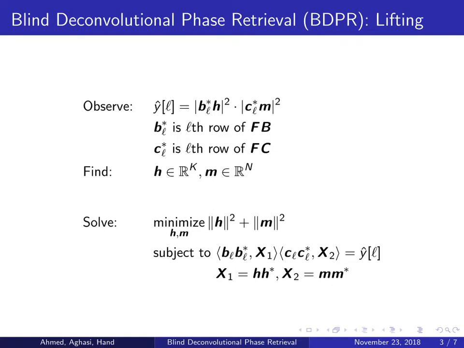The problem can be posed in Fourier space as follows. Each measurement is the product of the square magnitude of a given vector acting on h and a given vector acting on m. The goal is then to recover these lower dimensional coefficients h and m. Using the standard trick of lifting, the quartic measurements in the unknowns h and m can be rewritten as quadratic measurements in the unknowns hh* and mm*, which we write as the matrices X1 and X2.